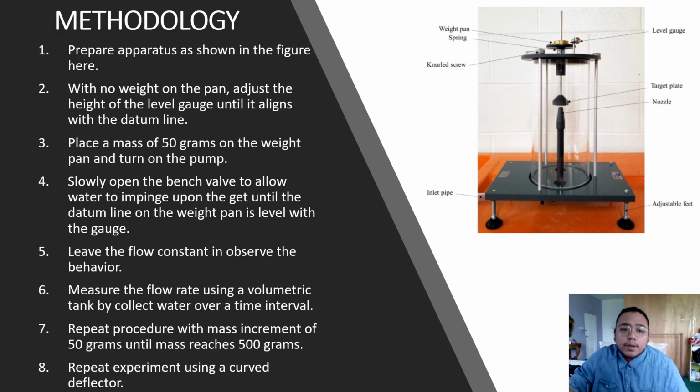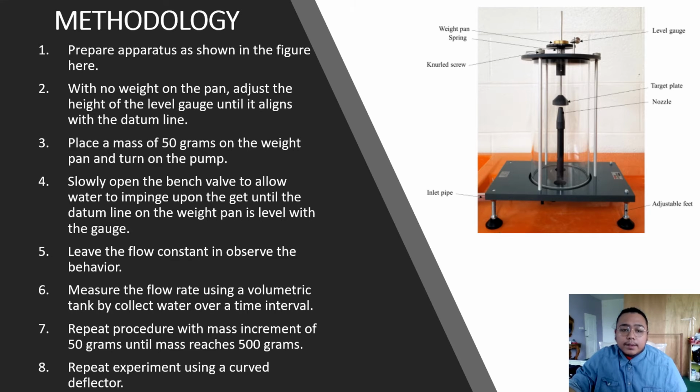And then we can place a mass of 50 grams on the weight pan and turn on the pump. Next, we will slowly open the bench valve to allow water to impinge upon the gate until the datum line on the weight pan is level with the gauge. And then we can leave the flow constant and also observe the flow's behavior. Next, we have to measure the flow rate using a volumetric tank by collecting the water over a time interval.